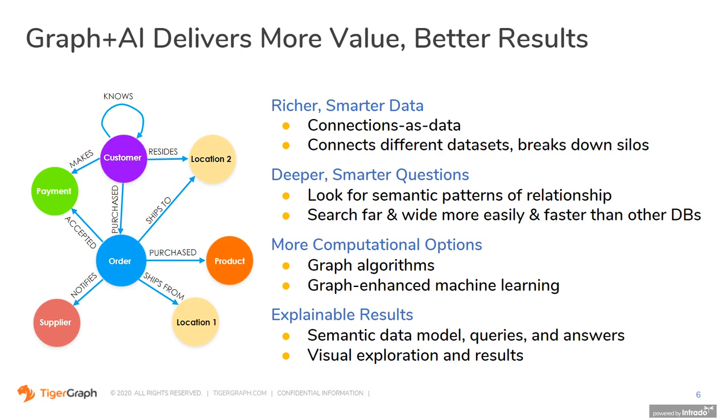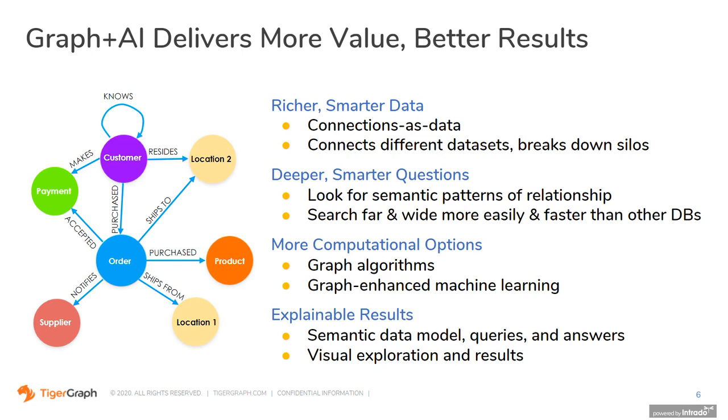So again, you get richer, smarter data because you're representing connections as data. You have the entities, you have the nodes, and you have the edges, which are another form of data, and it easily connects different data sets, breaking down your silos. You can ask deeper and smarter questions because you can look more efficiently across the data.